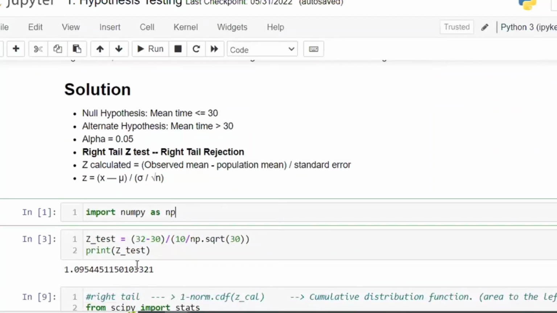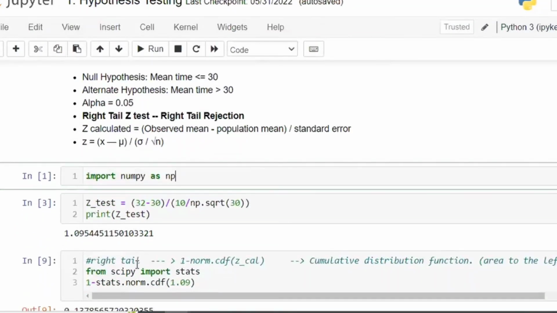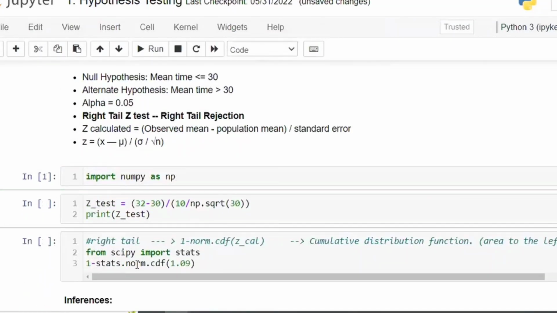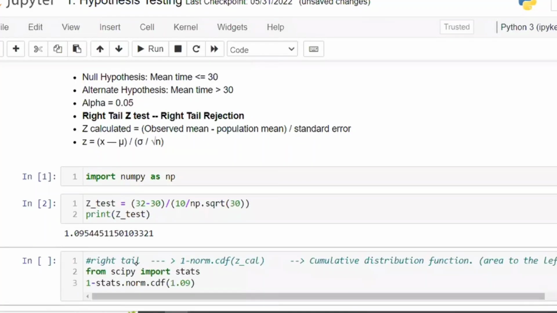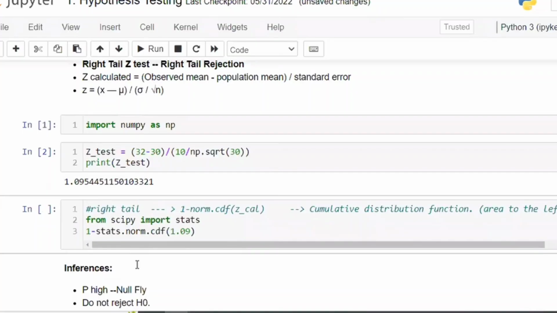Now, first what I'm going to do is import numpy, because I have to apply the square root option. So to take the square root, I'm going to import numpy. And 32 minus 30 divided by 10 divided by square root of 30, and I'm going to calculate the test statistic value. In Python, I will calculate the test statistic, that is 1.09. Now, after calculating 1.09, I'm not going to open the Z table. The Z table also we can get directly by applying from SciPy import the stats module.